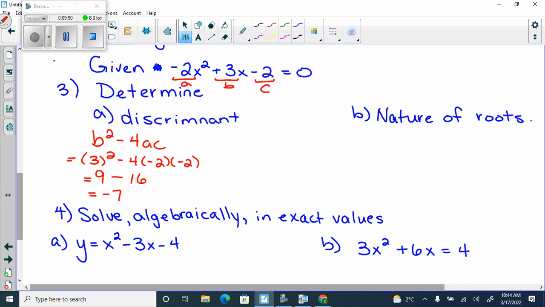So if I can't take the square root of a negative number, this graph is either completely above or completely below the x-axis. Correct? Is this graph completely above or completely below? It has to be below because the leading coefficient is negative, so I know this graph is concave down. So it can't be completely above. If it was completely above, the arrows would go up, right? So this graph is completely below.